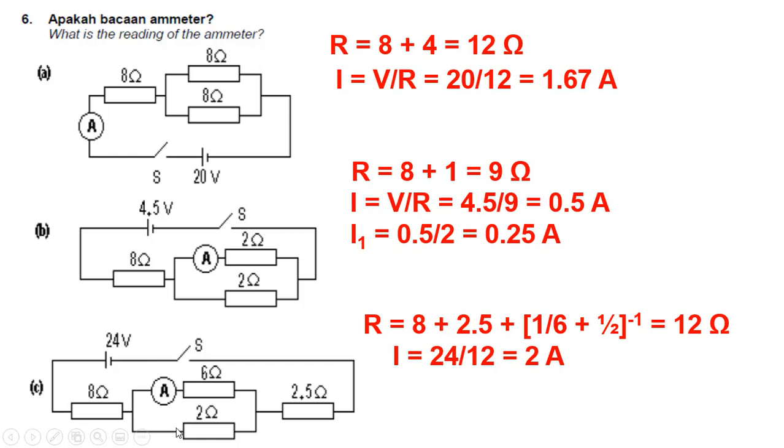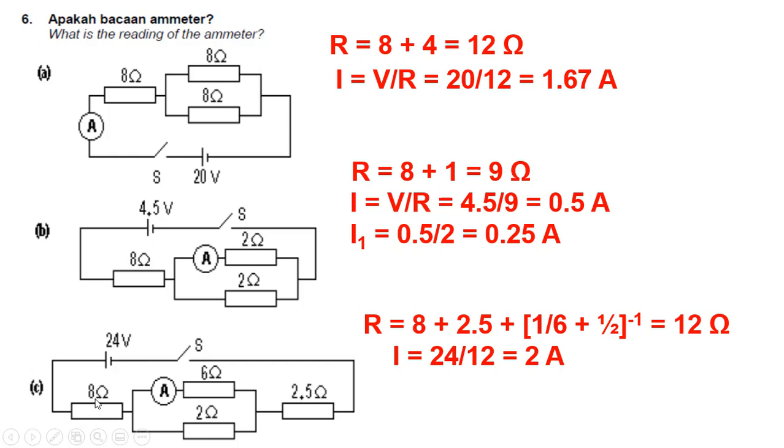And here we don't know, because you have to separate the two. And then here is also 2 ampere. So how to calculate here? Use the formula I equals V over R. R is 6. What is the value of V here? Okay, you have to calculate here.